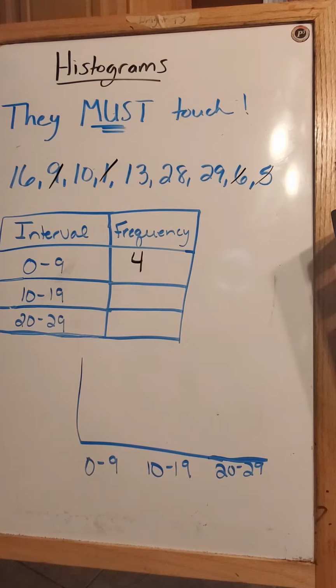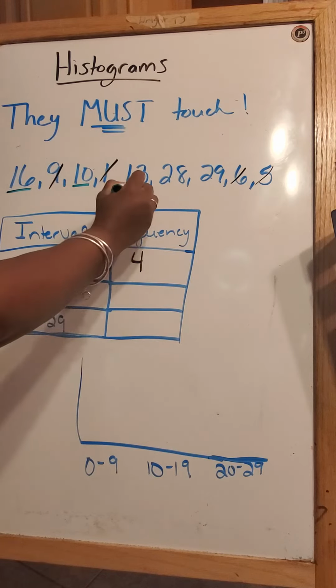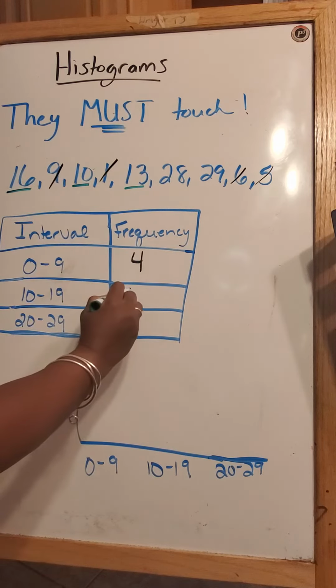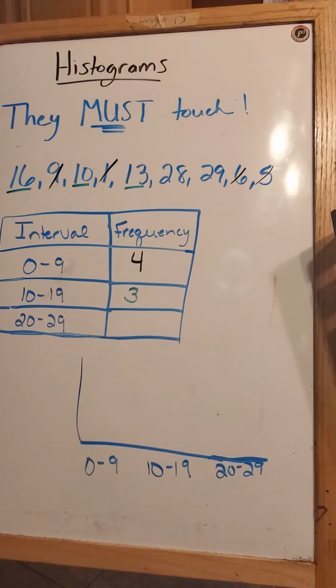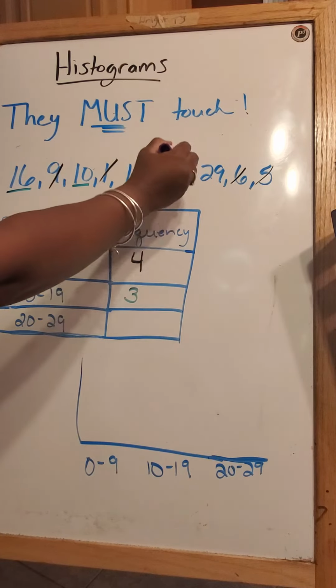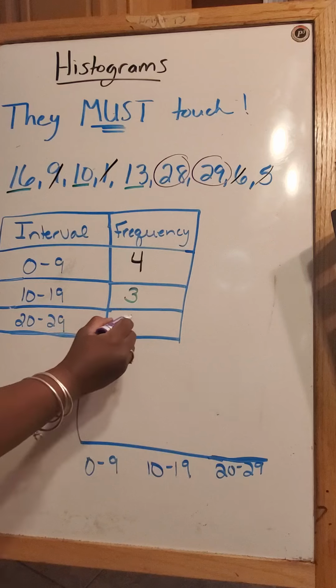How many are in between 10 and 19? We have 1, 2, 3. So 3 fall in between 10 to 19. And then your last set is 20 to 29. We have 2 numbers that fall in that interval range, which is 28 and 29. So 2.